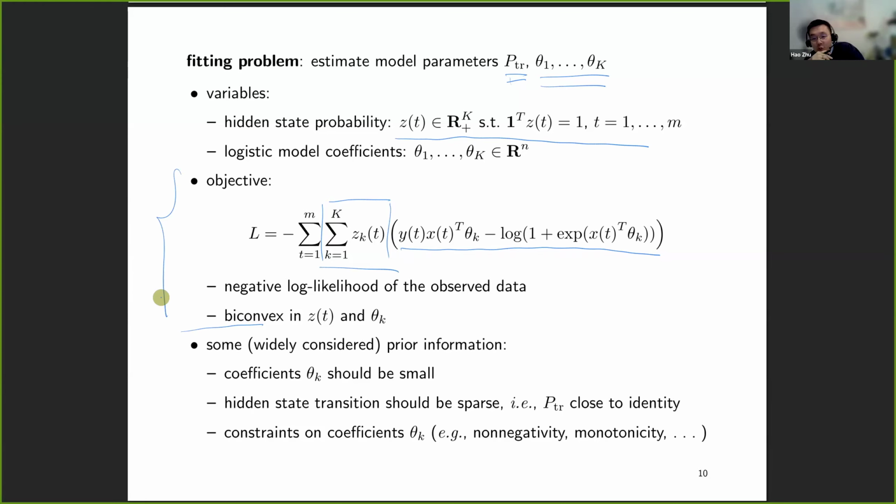Well, this is good, but in practice, many people in the neuroscience and psychology fields also consider some prior information, right? The most widely used would be that the coefficients should be small, and the hidden state transition should be sparse, for example, the transition matrix close to identity. And potentially there are some constraints on coefficients like non-negativity, monotonicity, things like that.